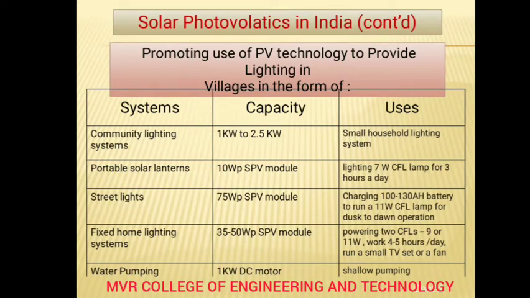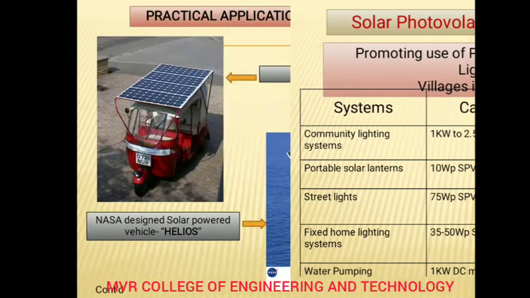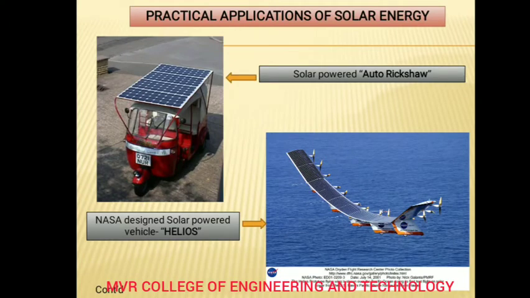For the fixed home lighting system, a 35 to 50 watt solar PV module and CFL bulbs like 11 watt working for 4 hours. You can run a small TV also. And for water pumping, a 1 kilowatt DC motor, and shallow pumping is also there. And you can see the practical applications of solar energy here.